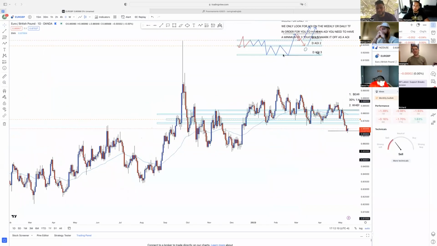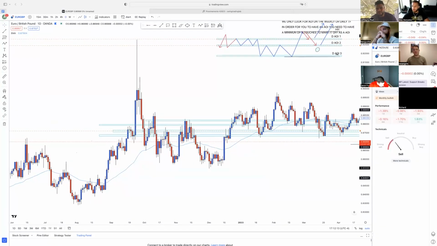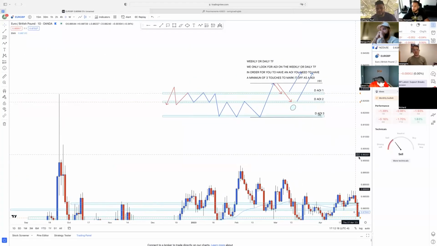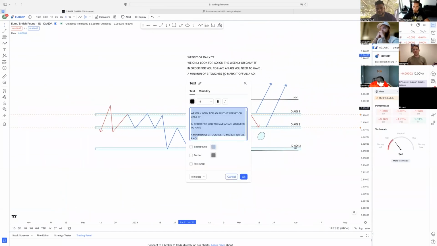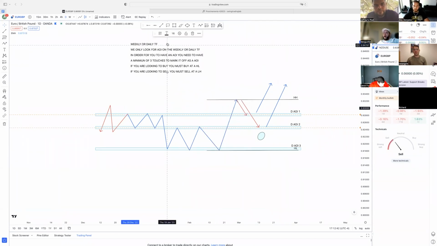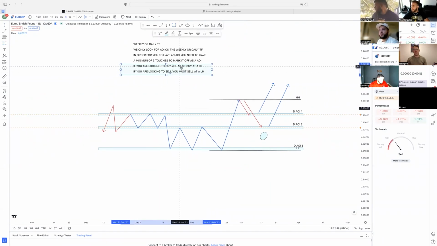Perfect, right? All right. So we're going to have a quick recap. If you're looking for possible higher lows, of course, I guess I have to write this down. If you are looking to buy, you must buy at a higher low. This is very simple, and probably so overlooked. If you're looking to buy, you must buy at a higher low. If you're looking to sell, you sell at a lower high.